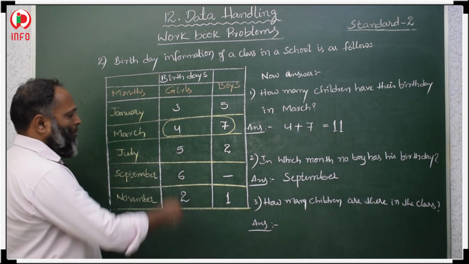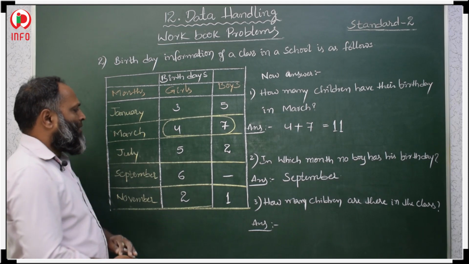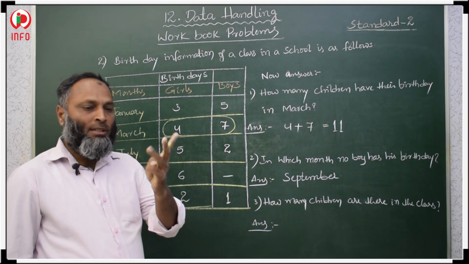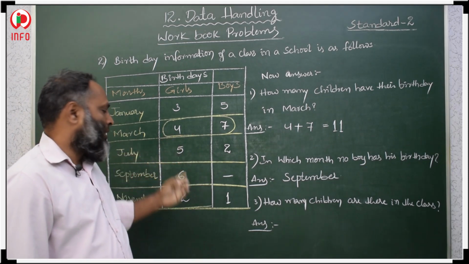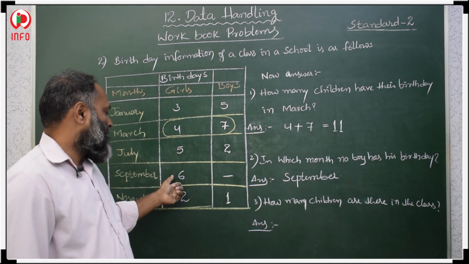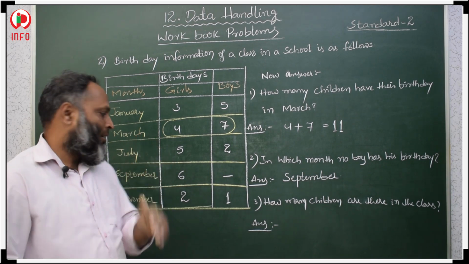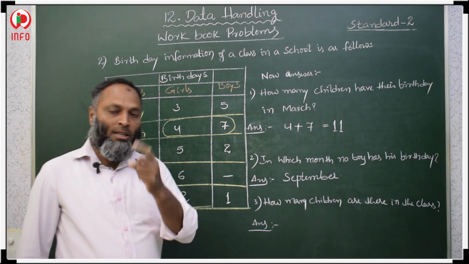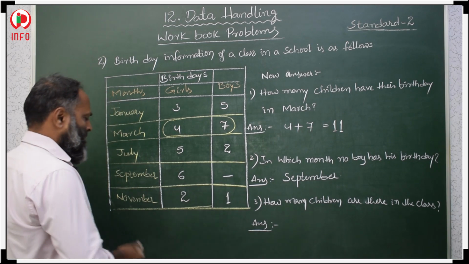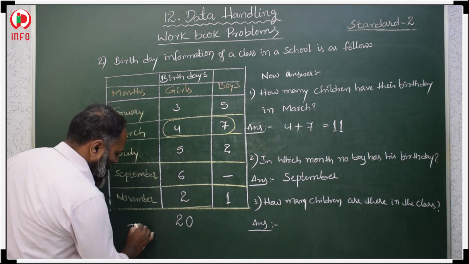See here, how many girls? Add total girls. 3 plus 4, 3, 4, 5, 6, 7. 7 plus 5, 8, 9, 10, 11, 12. 12 plus 6, 13, 14, 15, 16, 17, 18. 18 plus 2, 19, 20. How many girls? 20 girls. Total 20 girls.